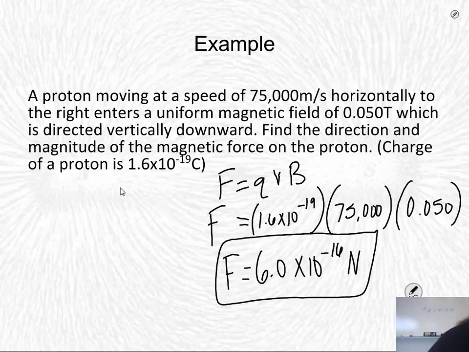So now I want to find my direction. So we're using the right-hand rule to do this. So it says my proton is moving horizontally to the right. So my proton, right-hand rule, so I should be pointing to the right. And my magnetic field is vertically downwards. Okay, so my lines are down, my finger is pointing to the right. So that means my force is going into the page. So we would a lot of times consider that going north. So you can write into the page or north would be acceptable.